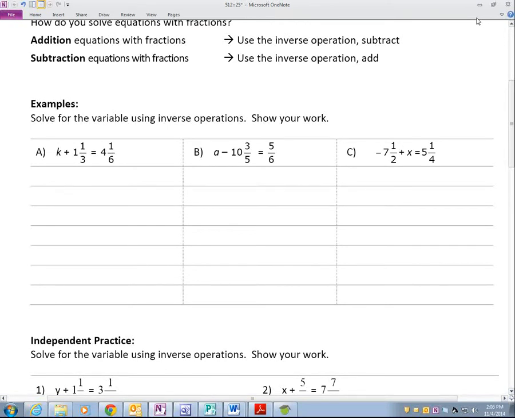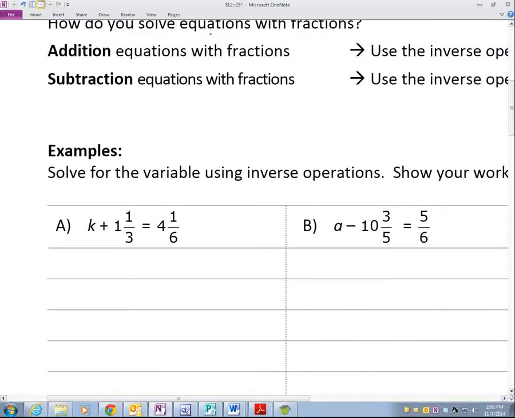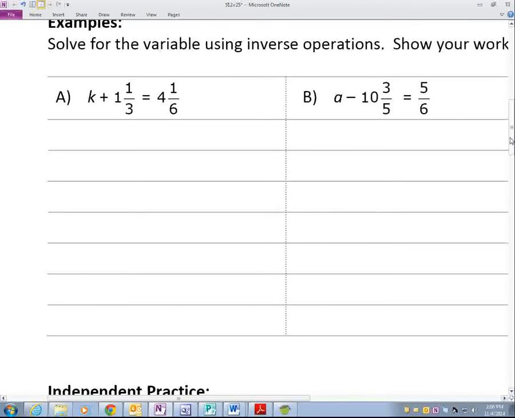Now I ask you, Dominique, with that in mind, what's the thing that I wanted you guys to do with these yesterday? Yeah, you have to make them proper fractions, so I'm going to rewrite it. So it's going to be k plus 4 over 3 equals 25 over 6.